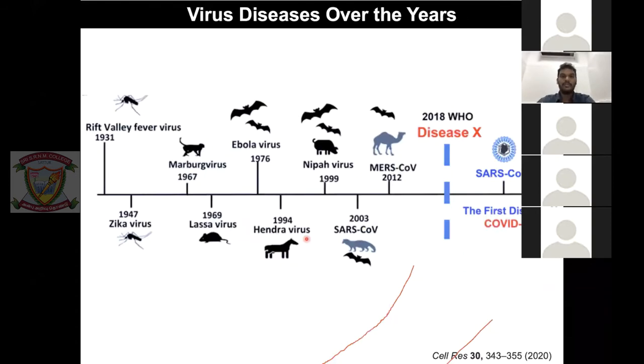From there, I'll give you a brief introduction about virus evolution over this period. The viruses mentioned here are really dangerous viruses. They are known to cause fatalities in humans. So SARS-CoV-2 is not really the new one. Back in 1931, there was a virus called the Rift Valley fever virus that emerged. The origin of the virus was found to be mosquitoes, and similarly Zika virus in 1947. Both of them came from mosquitoes.